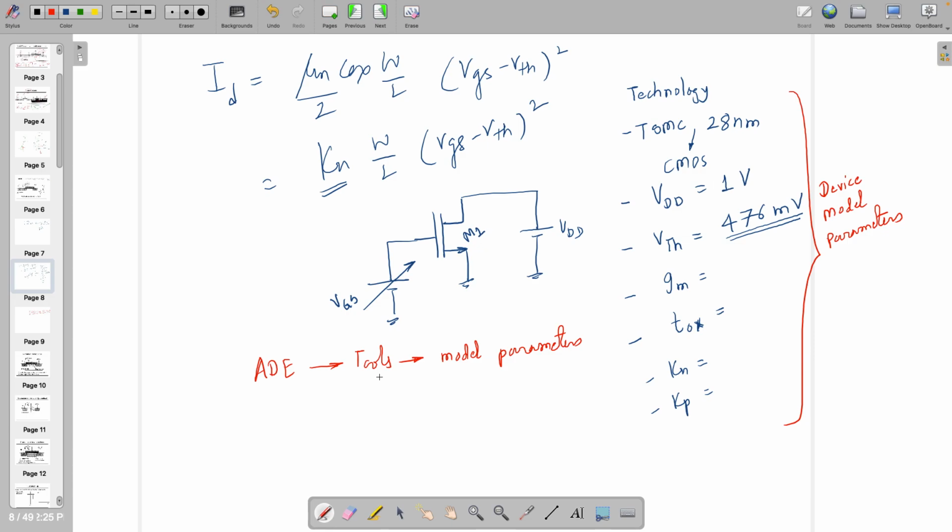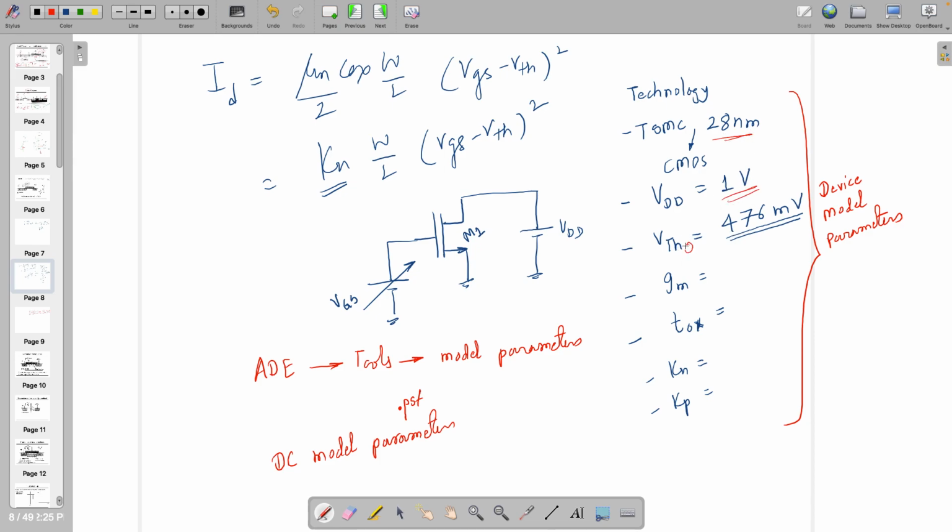Open it. When you open it, a .psf file will open. That PSF file has everything. Those things are written over there: these are the DC model parameters. Understand, these parameters do not change generally. These are for the unit size of the transistor. They will not change. It means 28 nanometer, 1 volt, VTH.